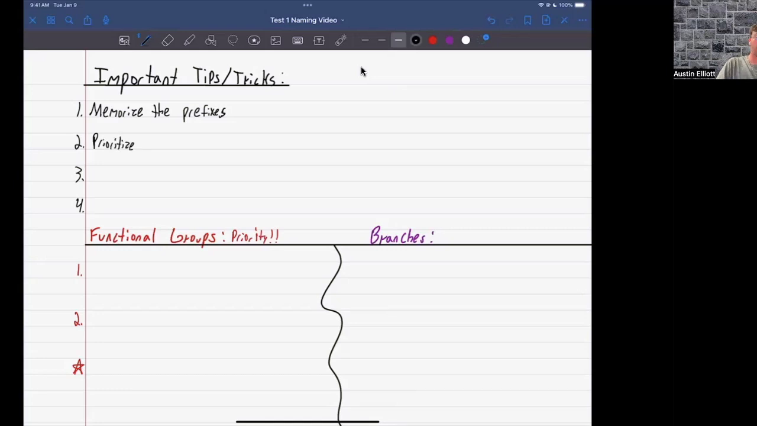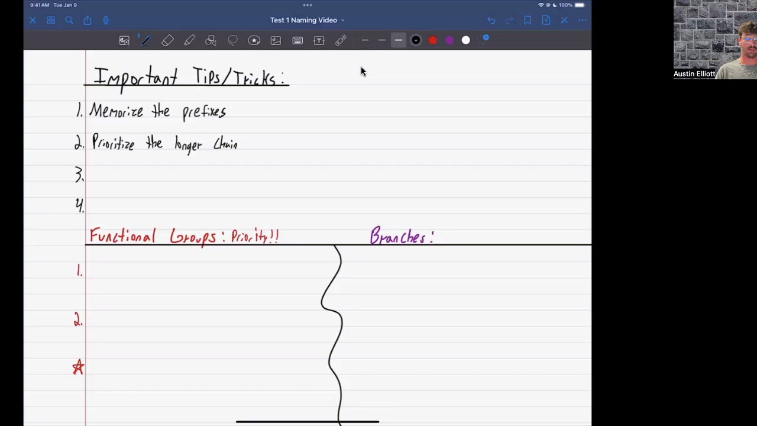The second tip that I have is to prioritize the longest chain. Dr. Berg will give you a lot of different molecules, and some of them will be relatively easy and a lot shorter, but some of them will be very complex and have a lot of branches, and they can be a lot more challenging. So it's always really important to focus on what the longest chain is, and you can use a highlighter on the test, which is very helpful to show that.